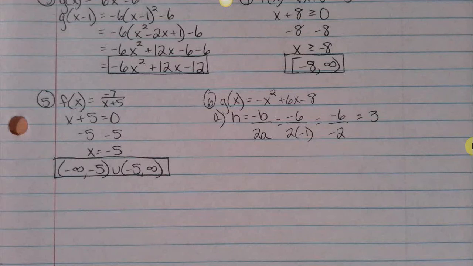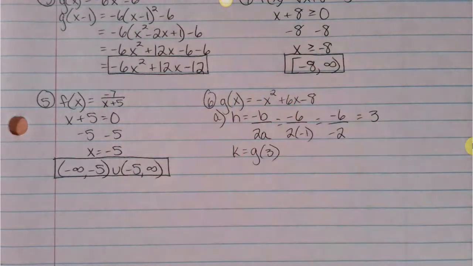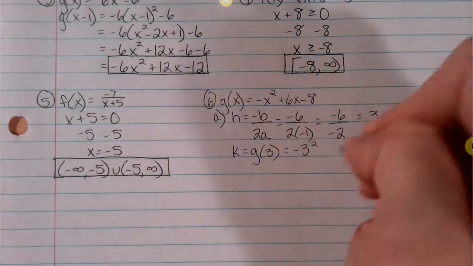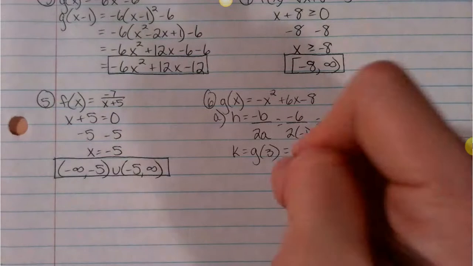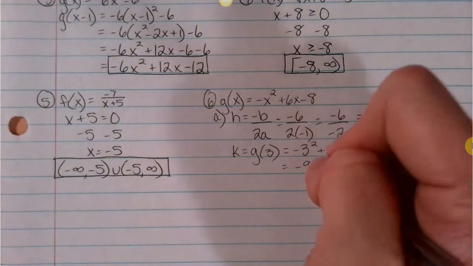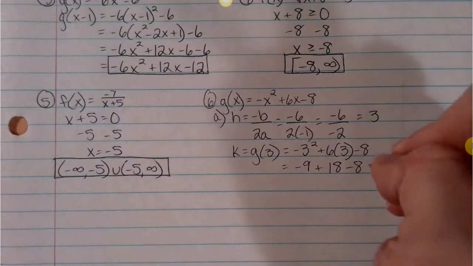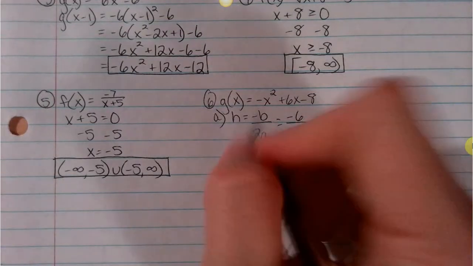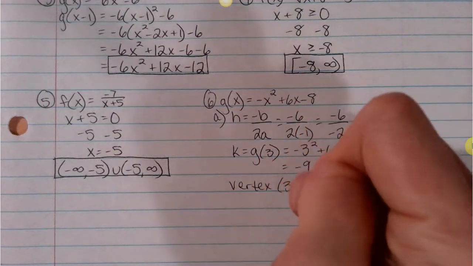And now to find the y-coordinate, this is where we need to go back and plug that 3 into our function. So g of 3 is going to look like negative 3 squared plus 6 times 3 minus 8, or negative 9 plus 18 minus 8, which negative 9 plus 18 is 9, minus 8 is 1. So putting these two numbers together tells us that our vertex is located at 3, 1.